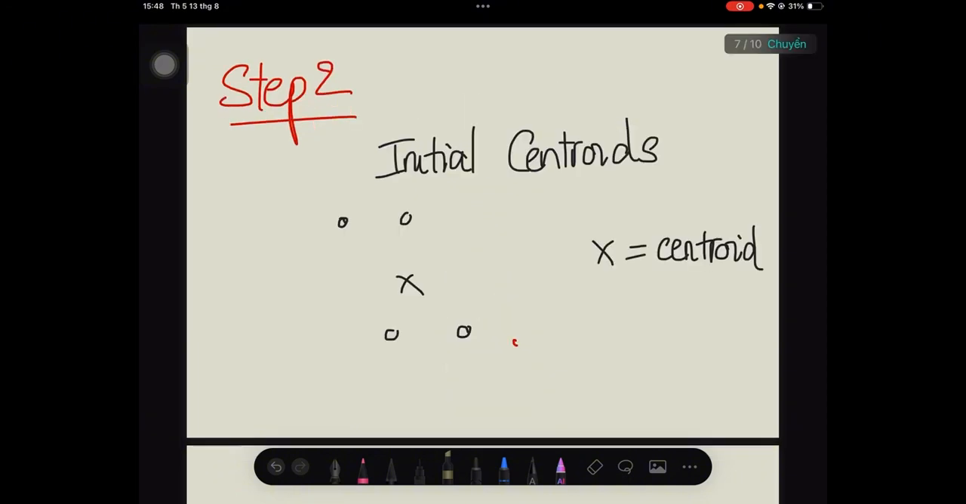Step 2: K-means identifies initial centroids. These are starting points for the clusters. Initially, the locations can be selected randomly. If K equals 3, we start with 3 centroids. Think of these as three temporary markers placed on the data. Now every observation needs to be decided: which centroid am I close to?